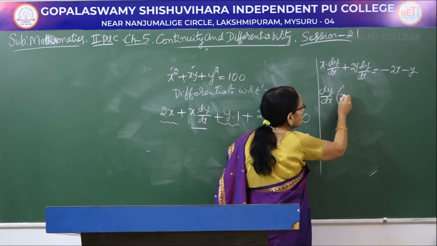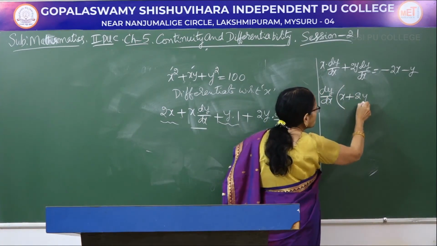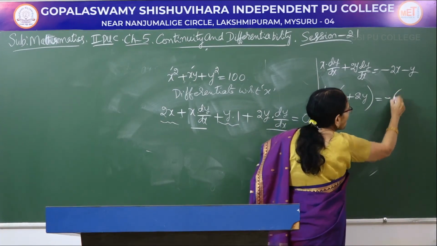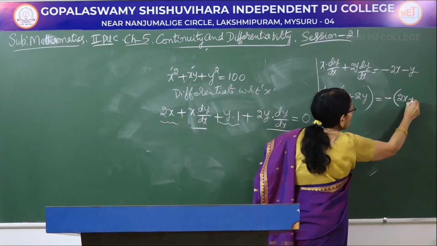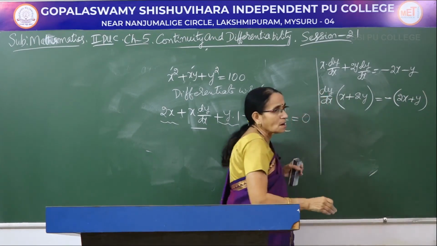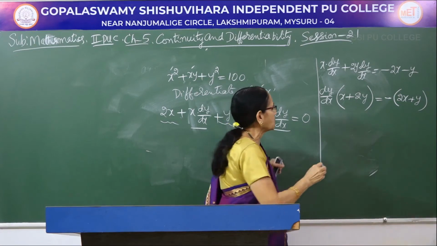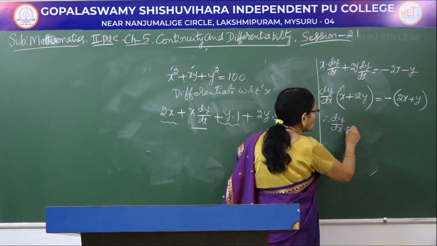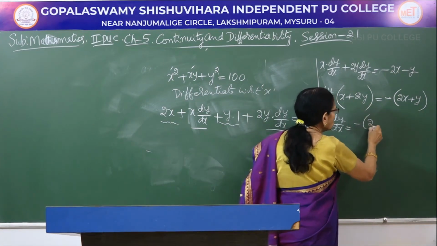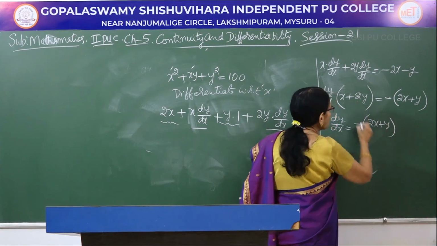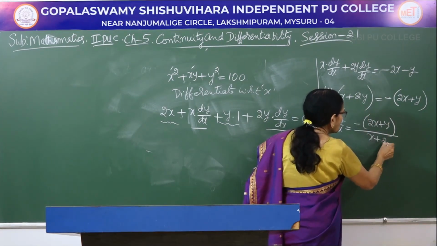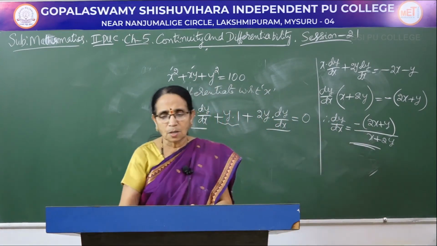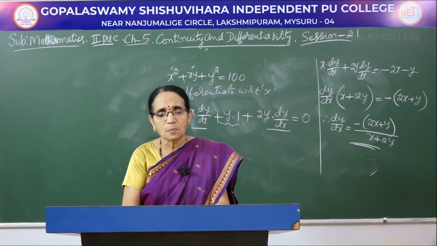What is remaining here? X, and what is remaining? It is 2y. And here if you want, you can take out a common factor minus sign. It is minus of 2x plus y. Just to present the answer in a neat way. Therefore, what is dy by dx equal to? It is minus of 2x plus y divided by the coefficient, x plus 2y. Hence, this is the derivative of the function, or this is the value of dy by dx.